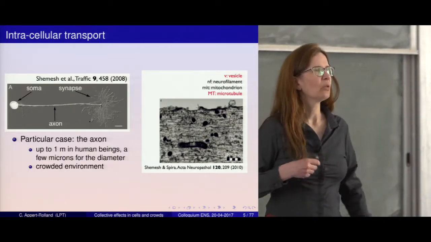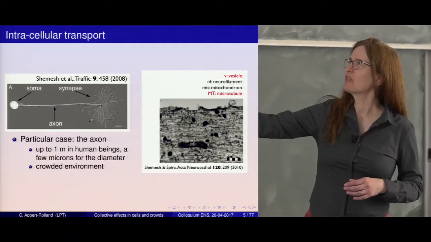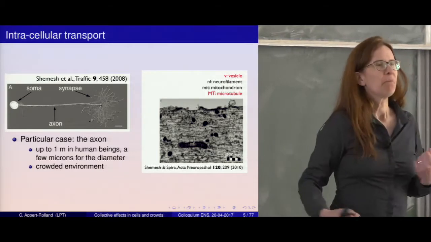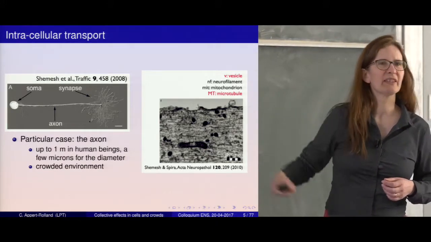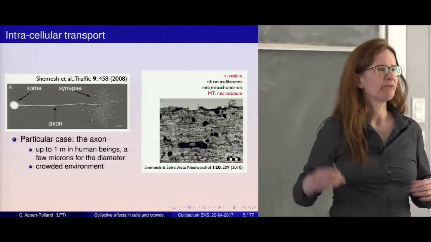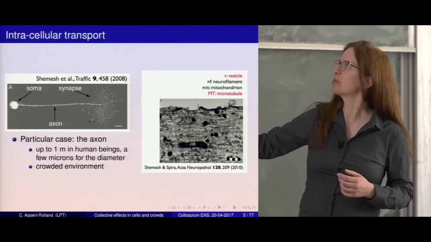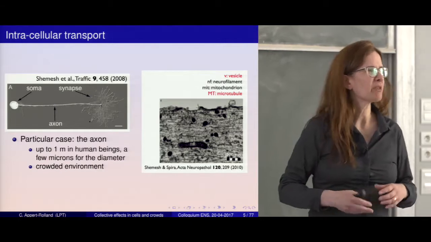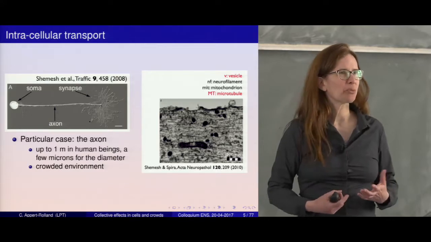This is all the more true in neurons. Neurons have a long extension here called the axon, which in human beings can be up to 1 meter. And so you really need transport within these very, very elongated parts of the cell. This cannot be done by diffusion, given the dimensions, but also the fact that it's very, very crowded. Here you see a small part of the axon. It's full of all kinds of filaments, of vesicles, mitochondria, and everything. So you need really active transport in these systems.